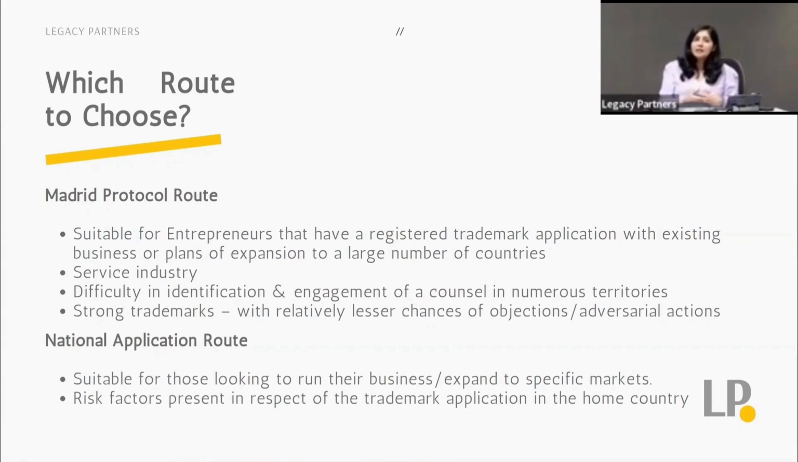National application is suitable for people who are looking to expand to specific markets. Either you may have contacts, or you may be looking to appeal to a particular consumer base. Then it makes sense to go to the national route, because you know what market you want to expand to and what consumer you are looking for. And if you have any risk factors, for example your mark is slightly descriptive or suggestive, or there are high chances of objection and it's still pending, then it makes sense to file a direct application.